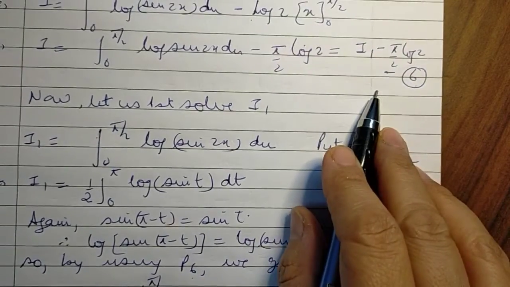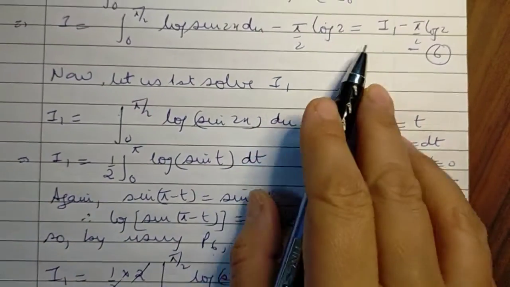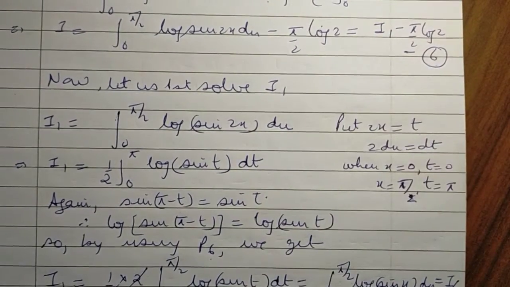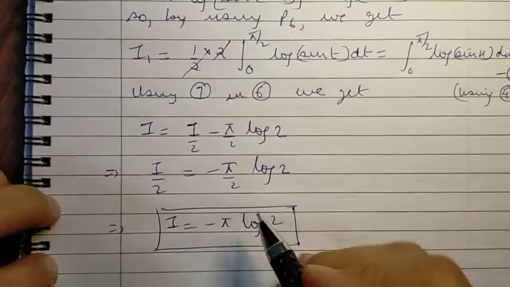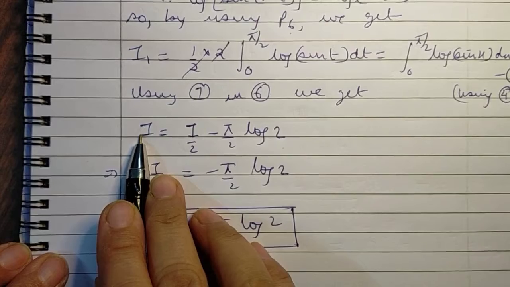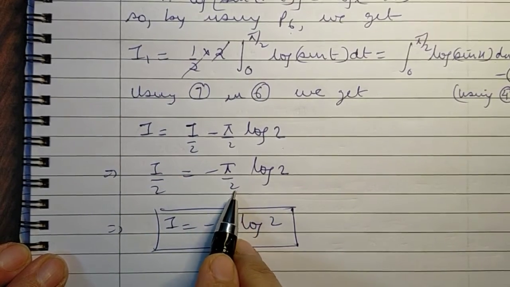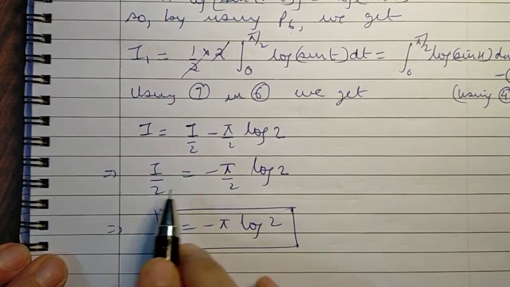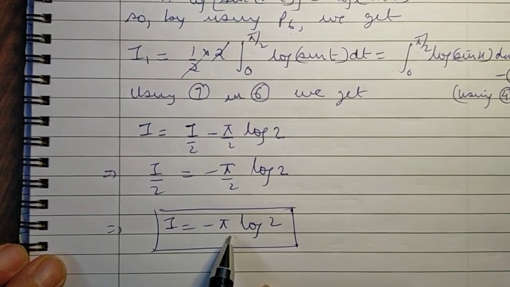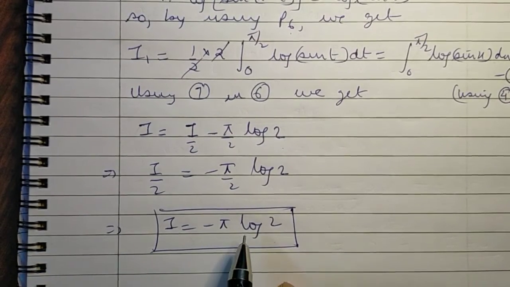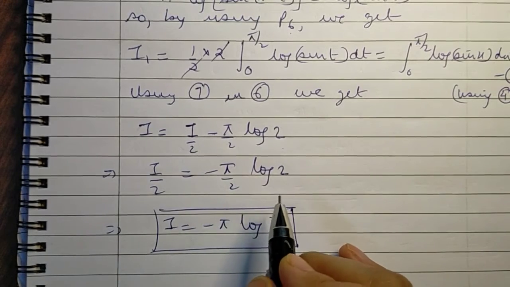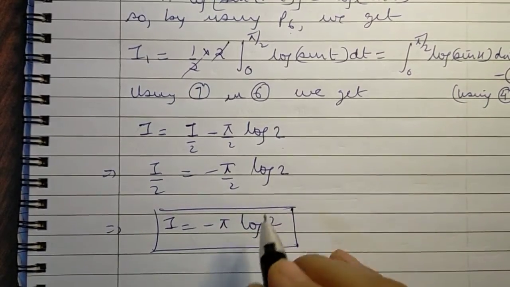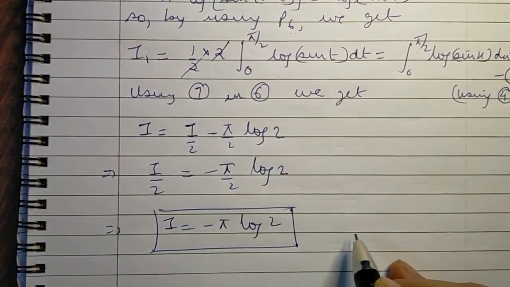Substituting 7 in 6, we get I is equal to, in place of I1 we will write I by 2, and minus pi by 2 log 2 gets carried down as it is, and solving, this I by 2 goes here, becomes I by 2 is equal to minus pi by 2 log 2. So we get I is equal to, these two get cancelled, and we are left with I is equal to minus pi log 2. And with this we have covered all questions of exercise 7.11. You can do similar questions which are based on the properties on the same lines as this. Thank you.